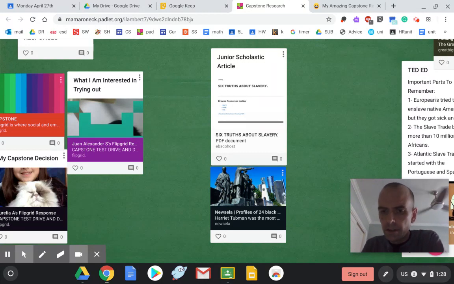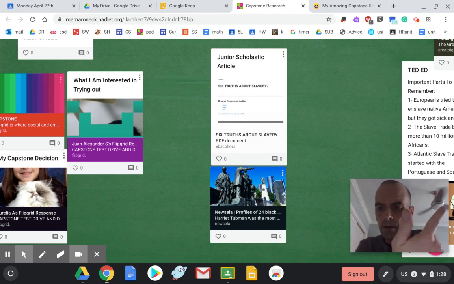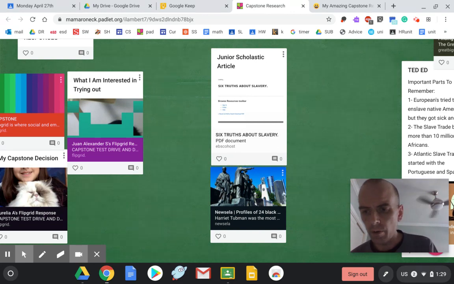Last week you built your Padlets and got some sources up. On Thursday, you read or watched one article and took notes, just like I did here. On Friday, you read or watched a source and took notes. You had two sources. Then on Monday, you did a flip grid where you talked about what you've learned. Okay? So now, today we're going to do our third source.